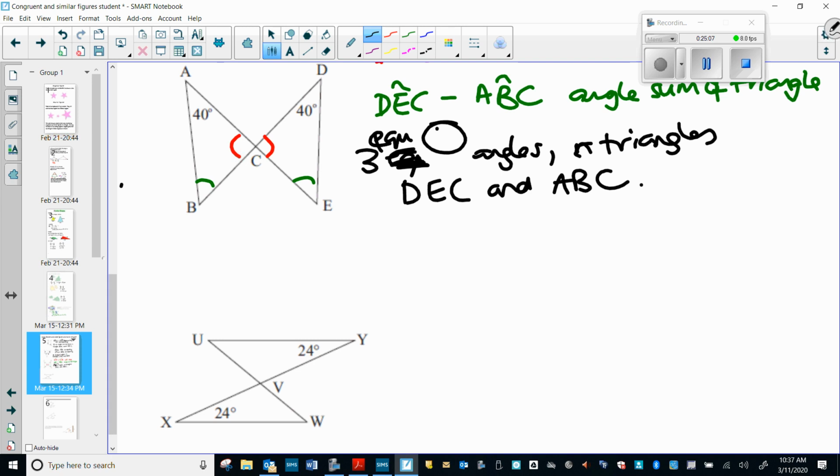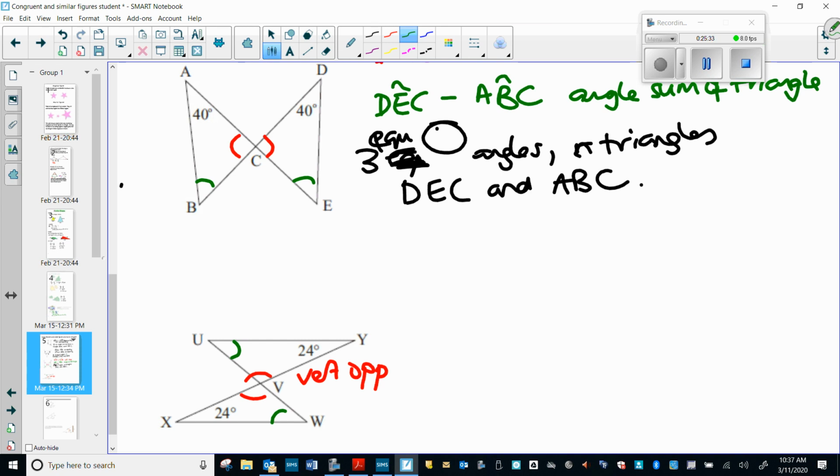Oh, and last one. Again, they haven't told us that these two lines are parallel to each other, but these angles here are equivalent, so they've labelled them as such. We know that these angles here would be vertically opposite, and therefore these ones must be the same for a similar reason, because of the angle sum of the triangle.